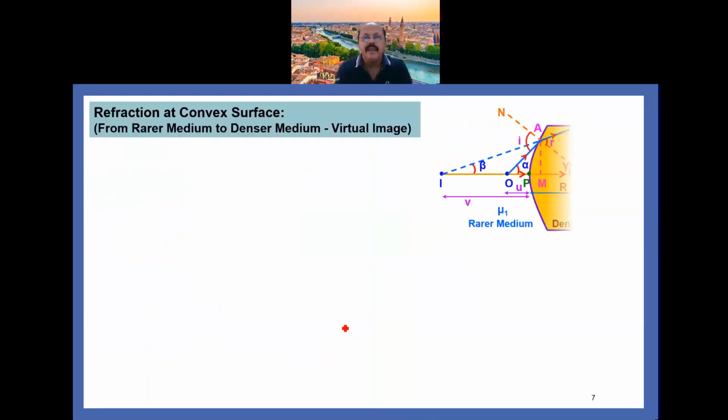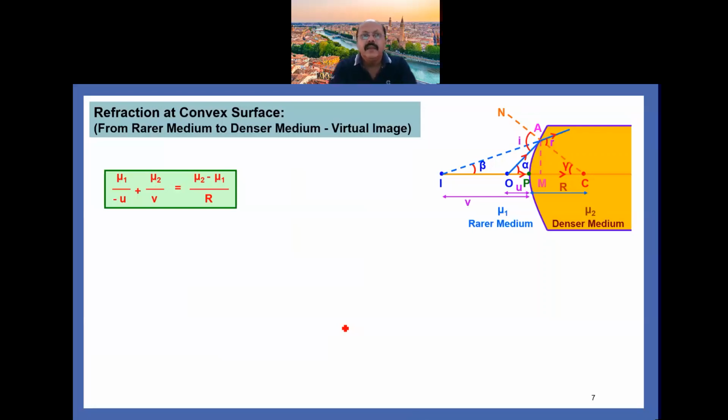Similarly, we can find out an expression for the refraction at convex surface from rarer medium to denser medium, but the image is virtual. In earlier derivation, the image is real, but the formula will remain the same. You can see here the diagram, ray diagram.